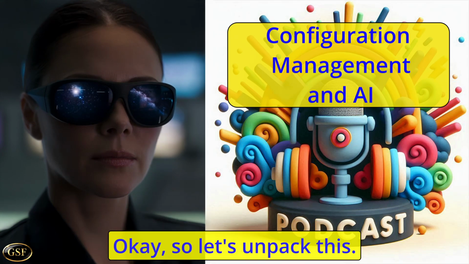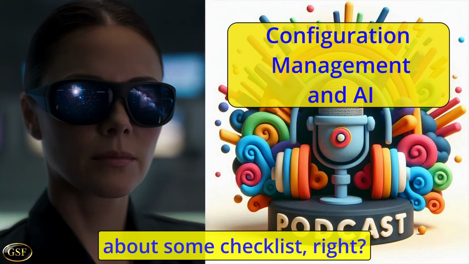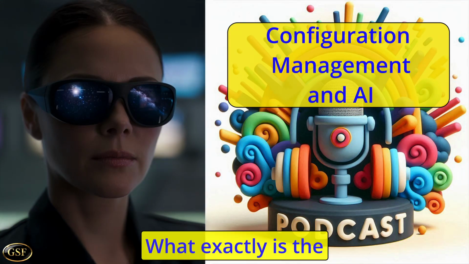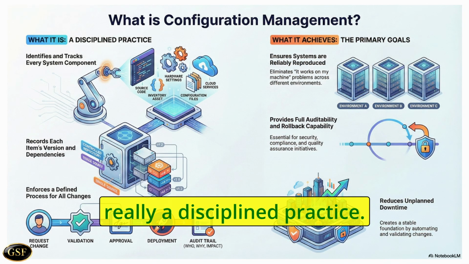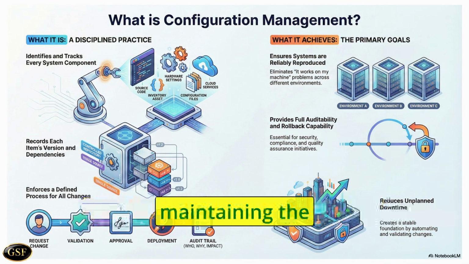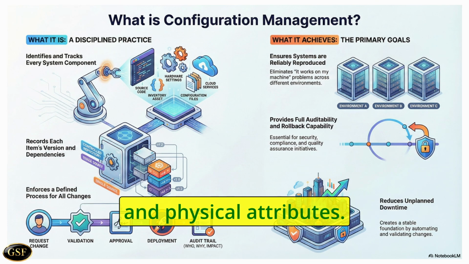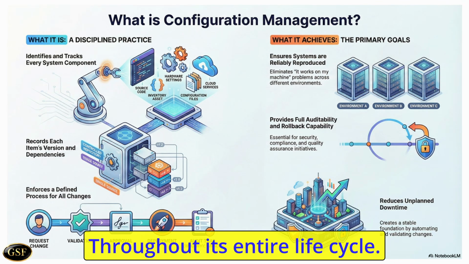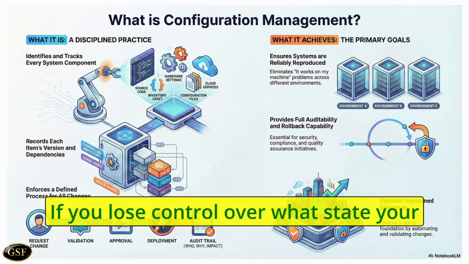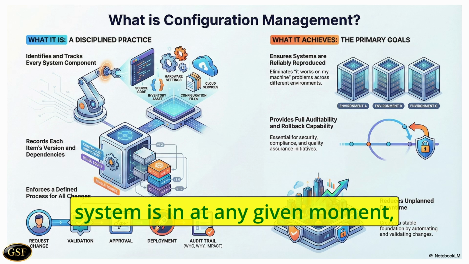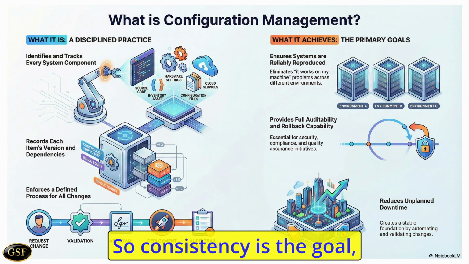Okay, so let's unpack this. When we talk about configuration management, we aren't just talking about some checklist, right? What exactly is the working definition here? At its core, CM is a disciplined practice. It's about establishing and then maintaining the consistency of a system's functional and physical attributes throughout its entire life cycle. And you should really think of consistency as control. If you lose control over what state your system is in at any given moment, you can't trust its output, period.